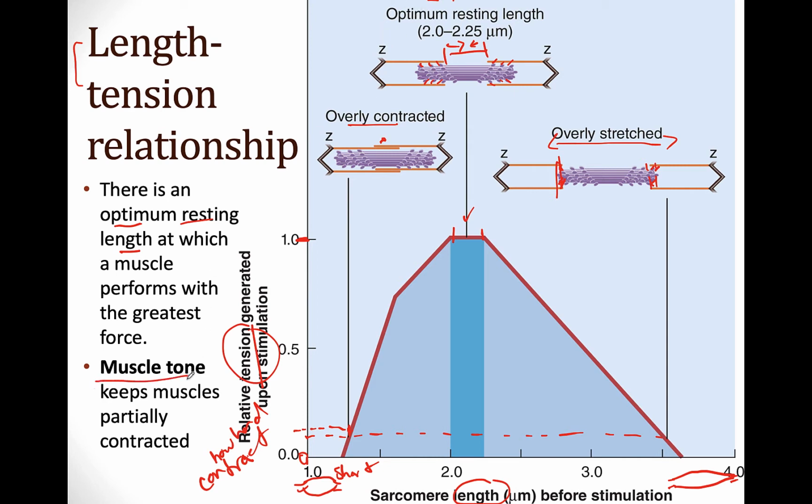Our muscle tone keeps muscles typically partially contracted. Muscle tone is continual signals from our nerves that keep our muscles slightly contracted. And so our muscles are typically going to be somewhere in this range due to the muscle tone, so they're not always going to contract with optimal strength. If you stretch a muscle by giving resistance to it, maybe holding on to a dumbbell while you flex your bicep, that might allow you to stretch it out to get an optimal length.